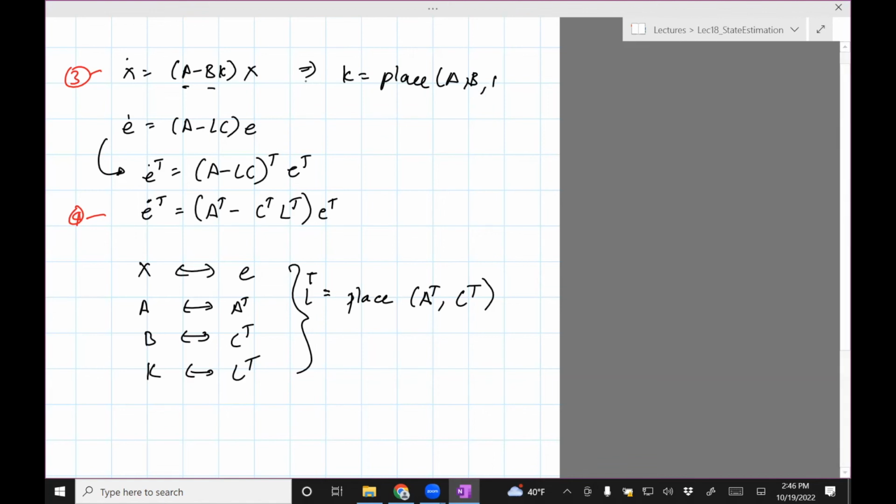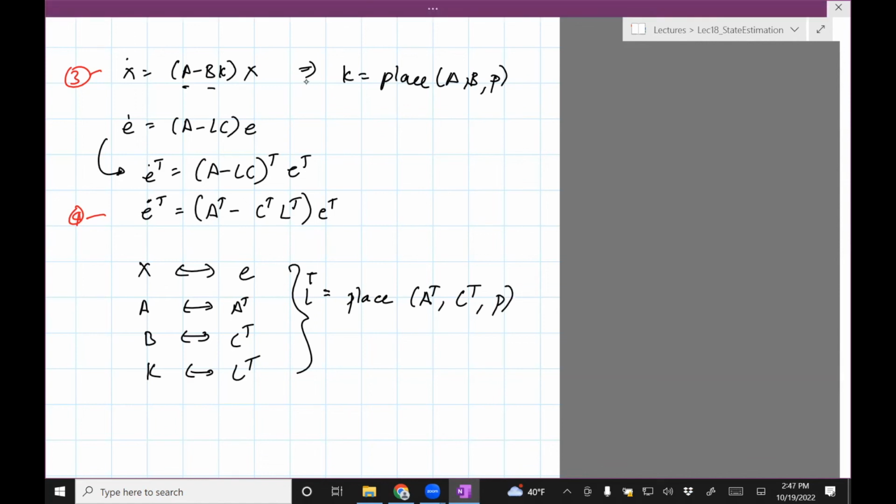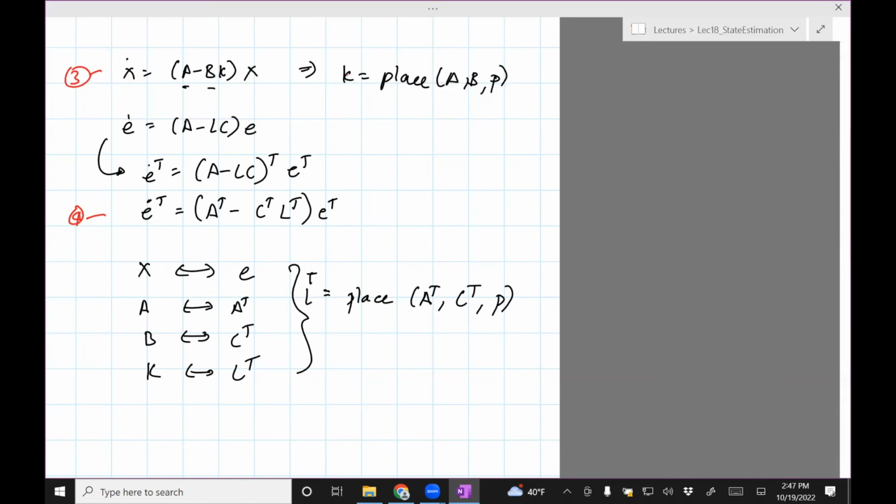I forgot one argument here. There should be a P there, which puts the poles wherever you want them to be. These are user chosen locations. Ideally you want to place the poles far away from the origin.